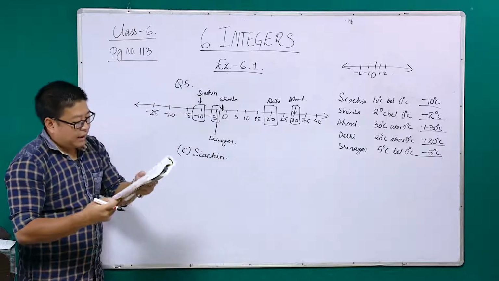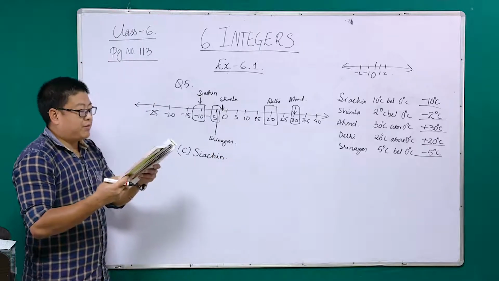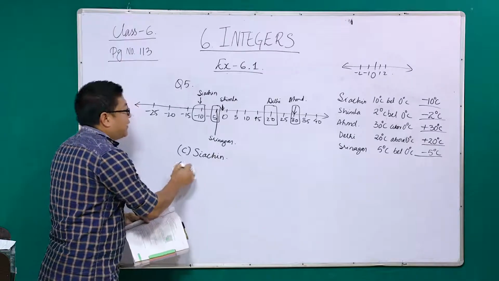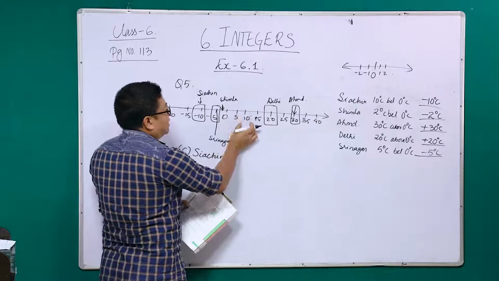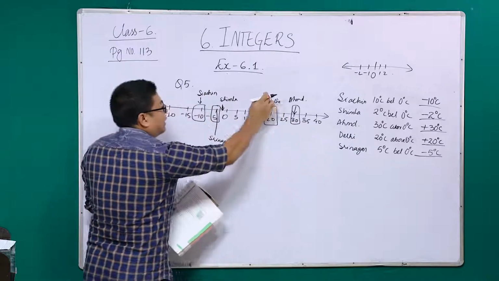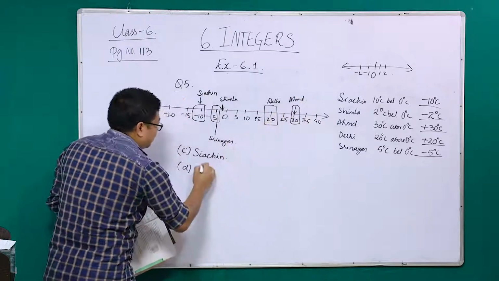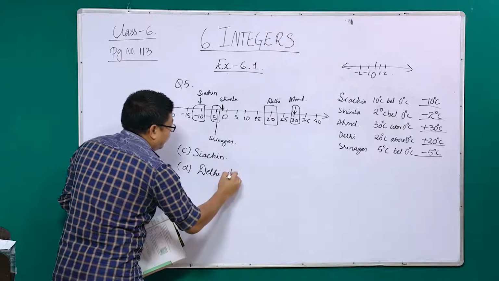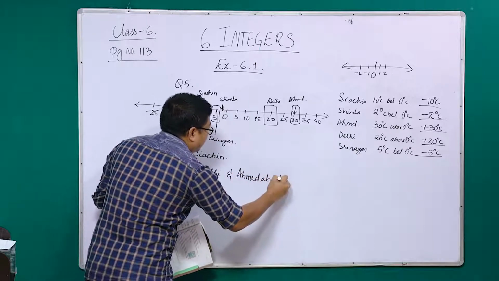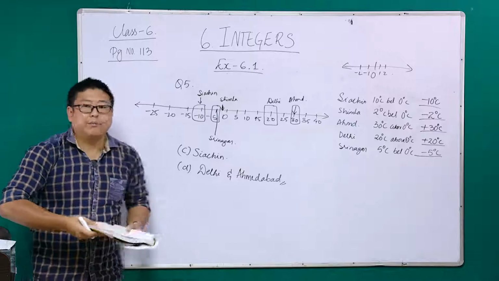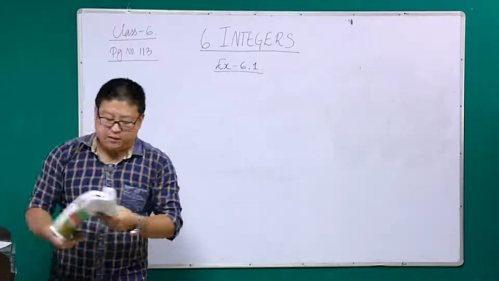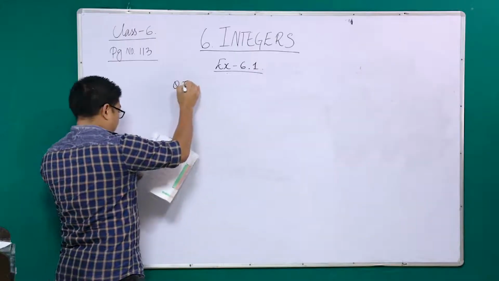All right? And D, write the names of the places where temperatures are above 10 degree. Above 10 degree means above this. So we will look, above means greater. So we will look on the right. It is Delhi and Ahmedabad. So we will write Delhi and Ahmedabad. So these are your answers for question number 5. Let's move on to the next question. Now we will go to question number 7.